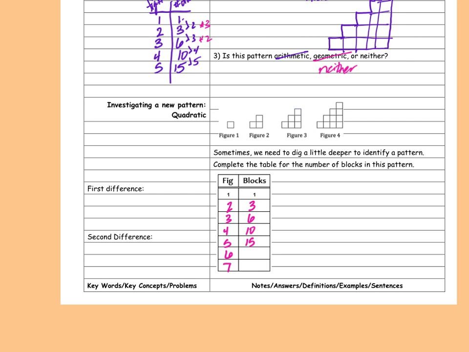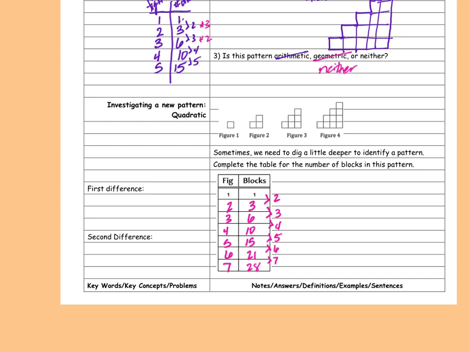So we can look at it this way too. My difference here is 2, and then I'm adding 3, and I'm adding 4, and I'm adding 5. So to get from here to here, how much would I add? 6. And 15 plus 6 is 21. And then to go from here to here, I would add 7, and 21 plus 7 is 28. Okay. Is everyone okay with that? Questions?